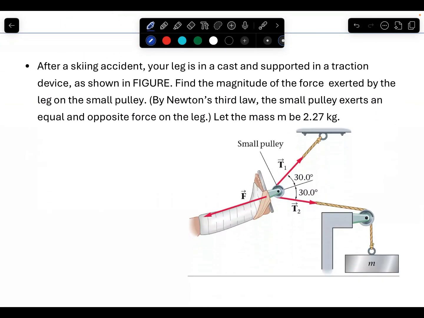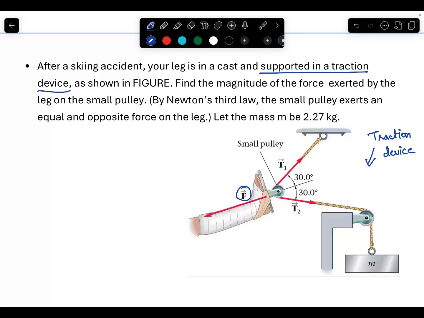So that's the answer. Going to the next problem. We are told that this particular leg is in a cast and it is supported in a traction device. This setup is called a traction device. And we are being asked to find the magnitude of force exerted by the leg, so this, on the small pulley.